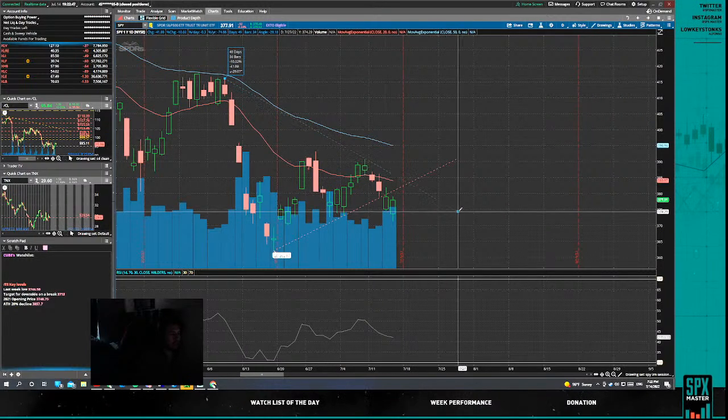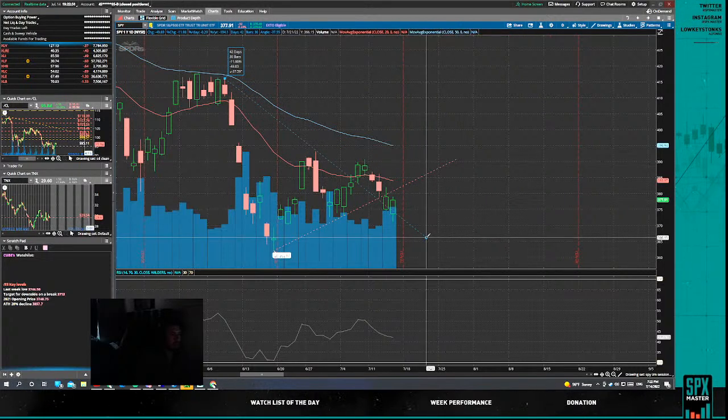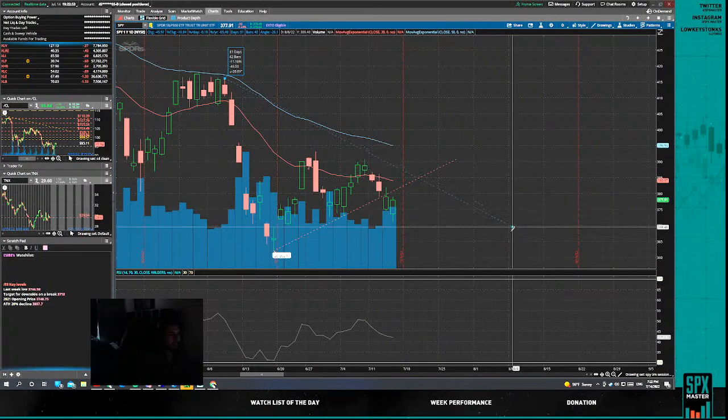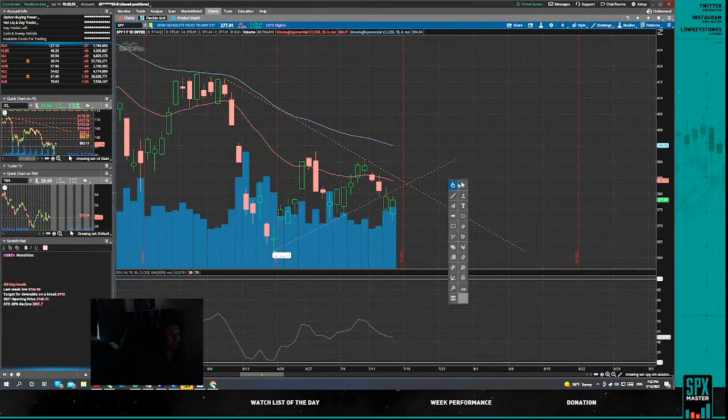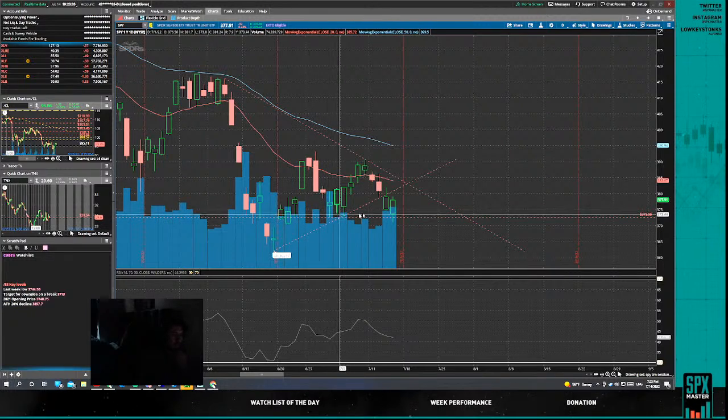I will still count it as this got broken, and we'll see how it interacts with this right here. We're just going to go with levels off of this low, which is around, like I said, the weekly candle low right here.